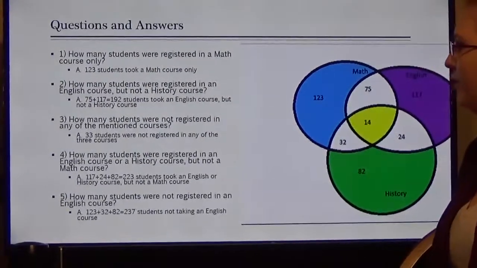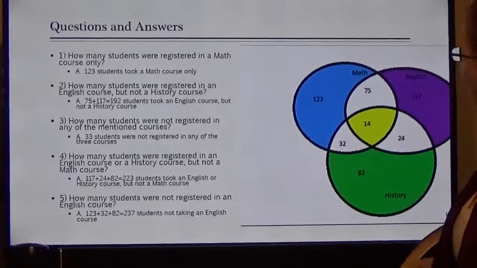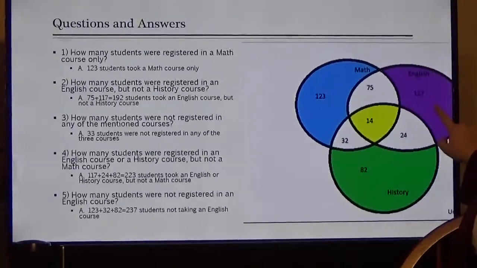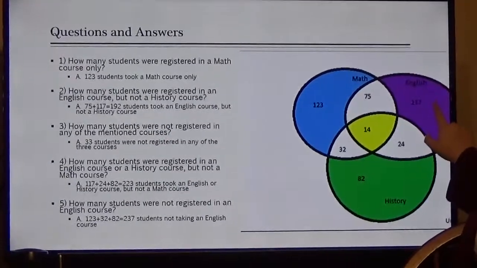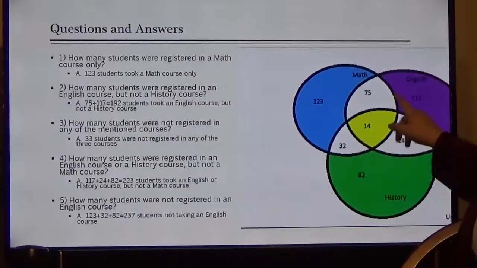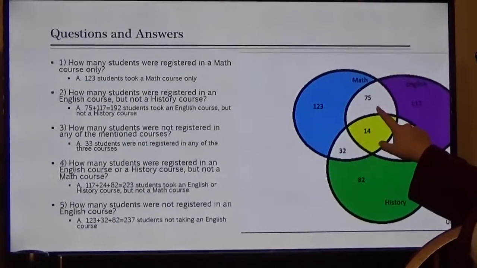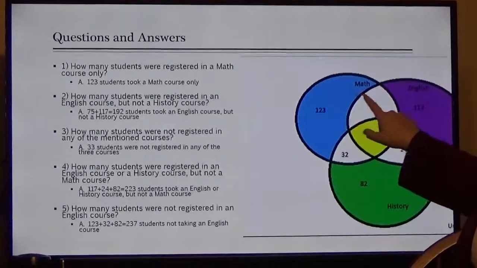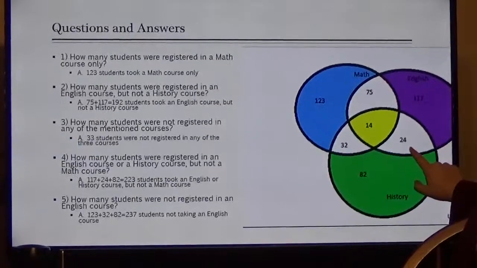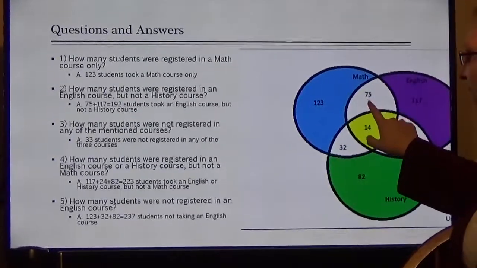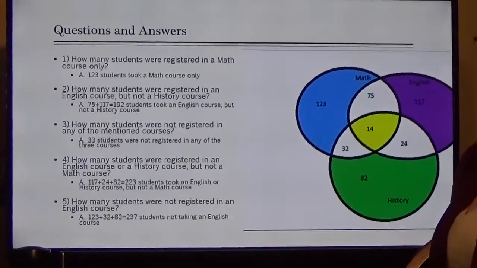Question 2, how many students were registered in an English course but not a history course? So we want all the students that took English but not history. So we're going to add the 117 because that's all students who just took English. However, we have to include the 75 because it's the number of students that took math and English, and we want the students that took English and not history. So that's why it's not the 24. It's the 117 and 75, which gives you 192 students that took an English course.